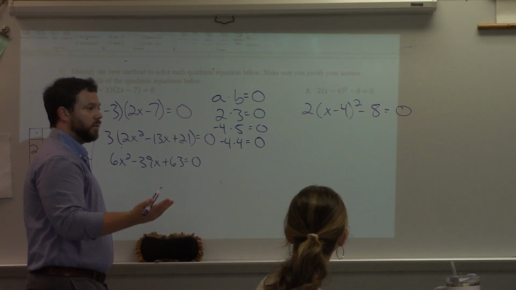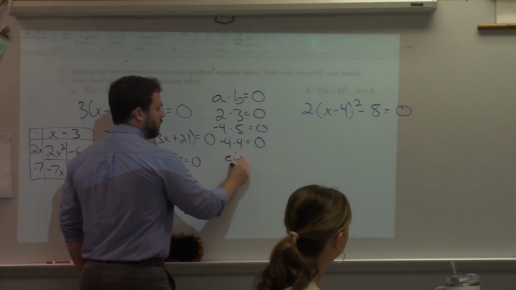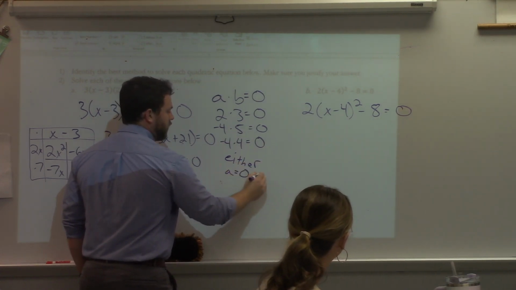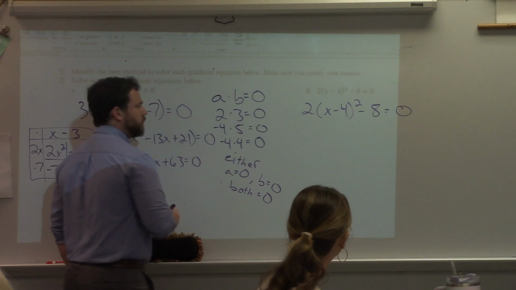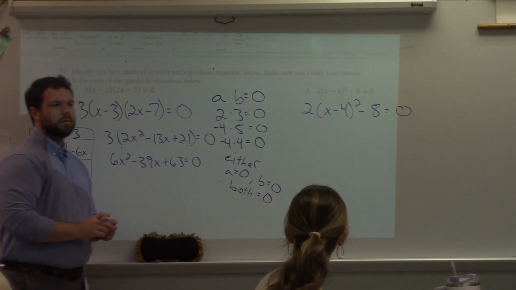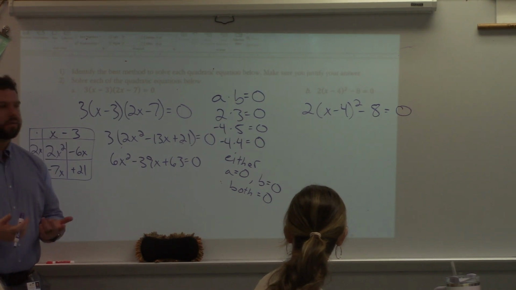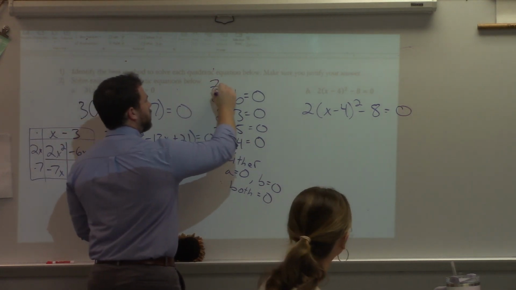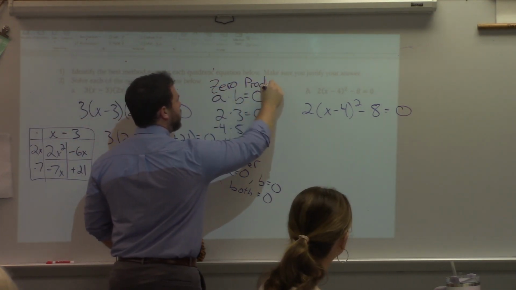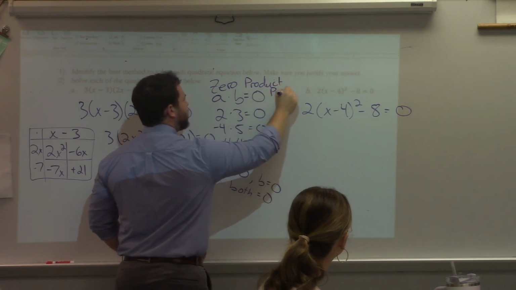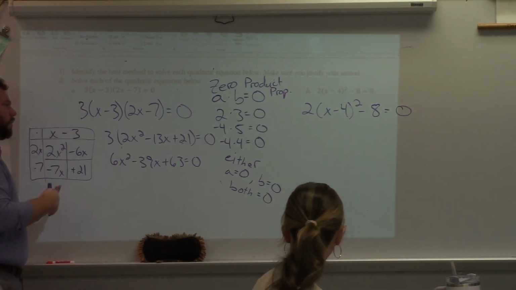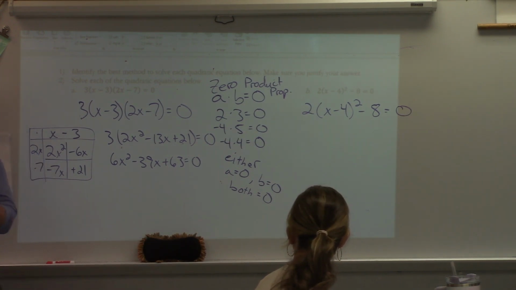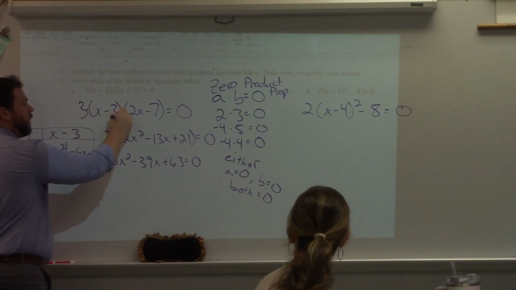At least one of them's got to equal 0, right? Either A equals 0, B equals 0, or both equal 0. What is that called? Zero product property. So transitioning that over to here, when I have this factored form, what do we do with factors? Well, that's maybe what we eventually do, but when I say that word factor, what do factors do? They are multiplied, right? So we literally have a product of what?